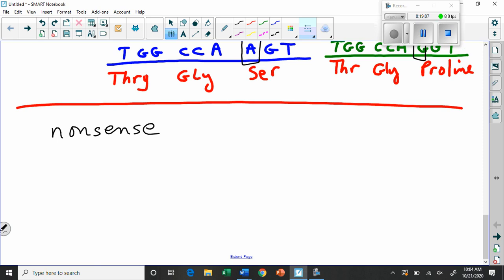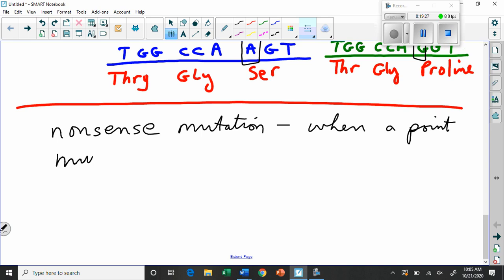In missense, you can understand it. You're misreading because you're reading a different word. Nonsense means it just gets screwed up. So a nonsense mutation occurs when a point mutation causes something else to happen. It causes a premature stop code. Remember that some of the amino acid code words are not for amino acids. Some of the codons are for stop and start.